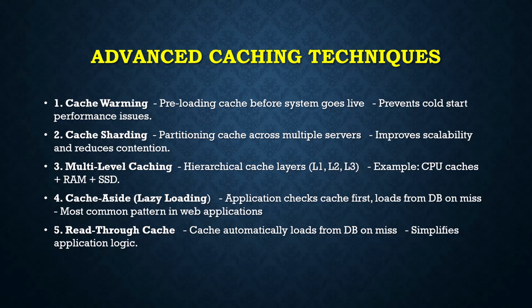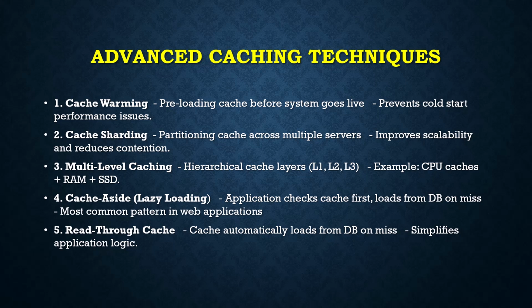Okay, so now we have three, multi-level caching. A hierarchical cache layers. We have L1, L2, and L3. Some examples are CPU caches, RAM, and SSD. Those are the basic ones that we know.